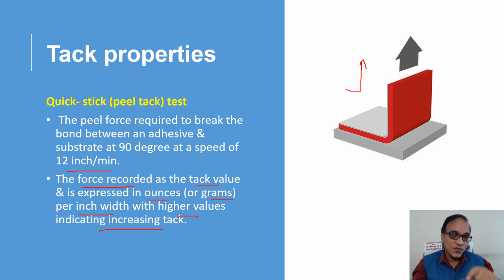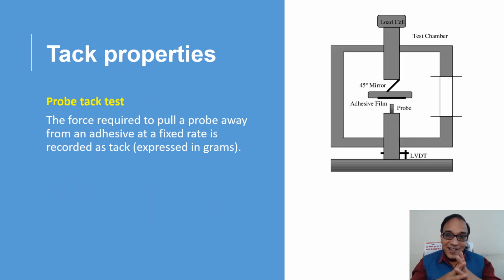Now moving to the next one, probe tack test. As the name suggests, there is a probe there. The force required to pull a probe away from an adhesive at a fixed rate is recorded as tack. It is expressed in grams. There is a probe here, and this is the adhesive film. The force required to pull the probe away is recorded, and that's why it is called probe tack test.